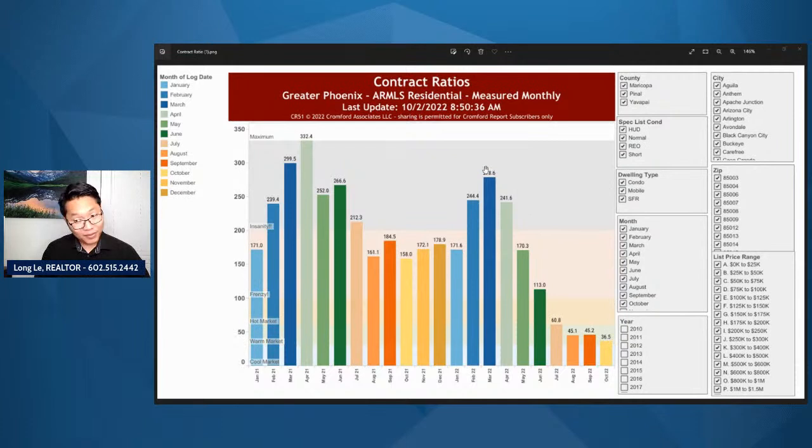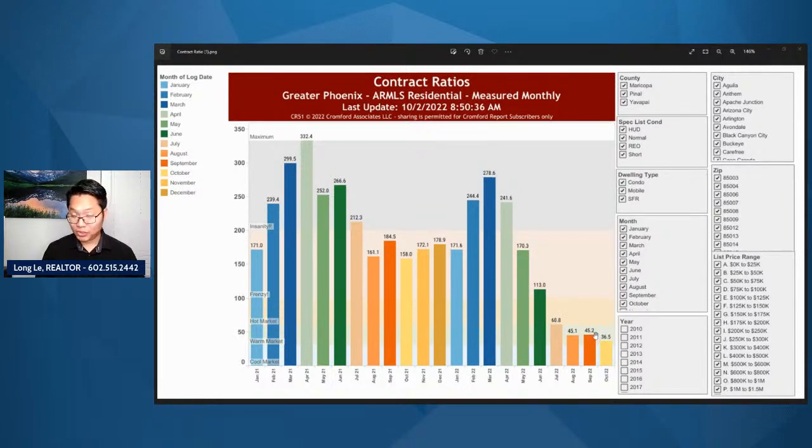Everything happened after May right here. The highest of this year was March, at 278, when the interest rate was still low, and after that the interest rate went higher. The contract ratio dropped to 241, which is still the insanity region. Anything above 60 is considered a hot or fancy market. So all the way until July 2022, we still had a contract ratio above 60.